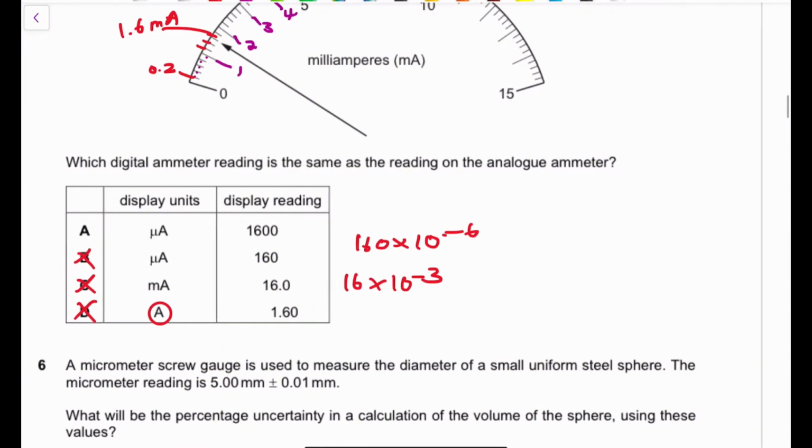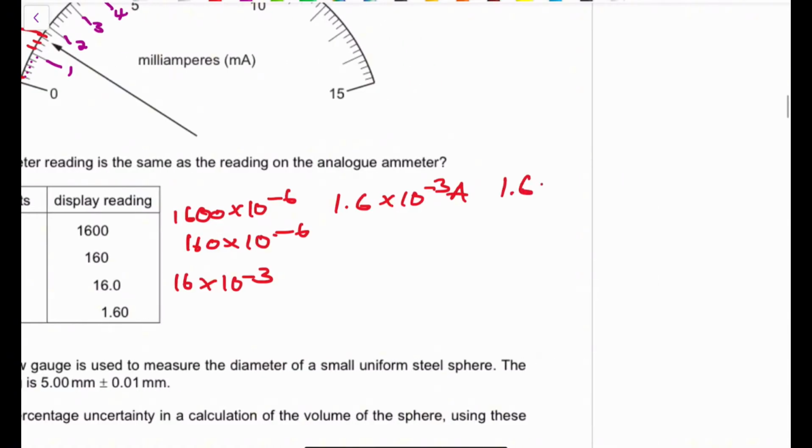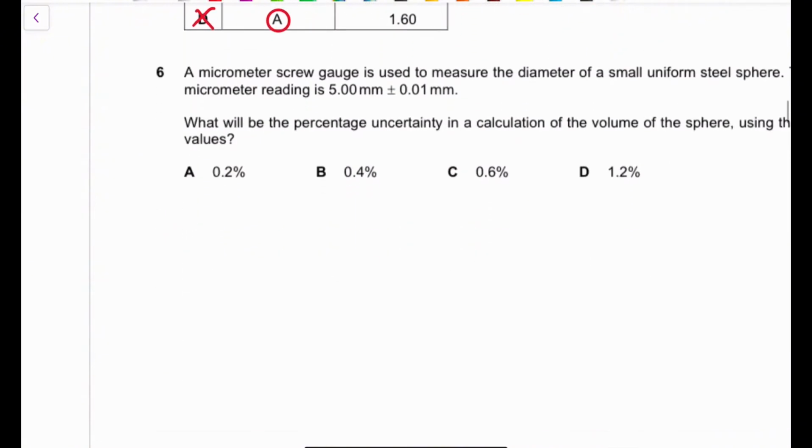So B is wrong. And if you go to A, it's going to be 1,600 times 10 to the power of negative 6, which is going to be 1.6 times 10 to the power of negative 3 amps, which is going to be 1.6 milliamps. So the correct answer is A. Very important. Moving on, question number 6.